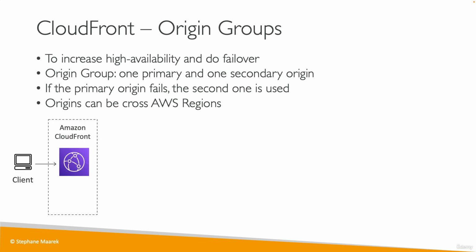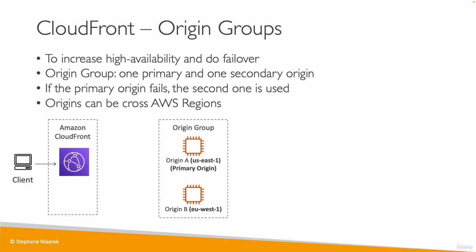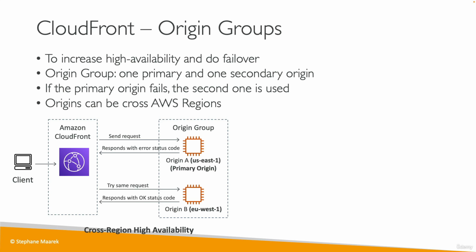So we have CloudFront, and say we have one origin group in US East 1, that's our primary origin, and then a second origin, origin B, in EU West 1. Therefore, we have cross-region high availability. The request will be made to the primary origin, but in case there is an error status code, then the same request is going to be sent to our second origin, and hopefully we get an OK back.